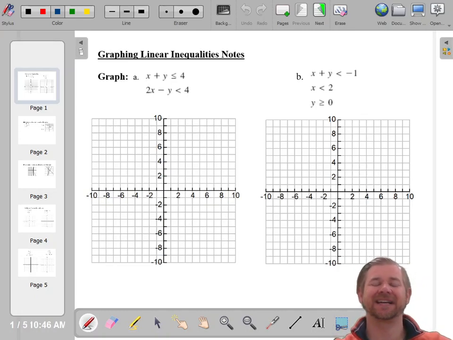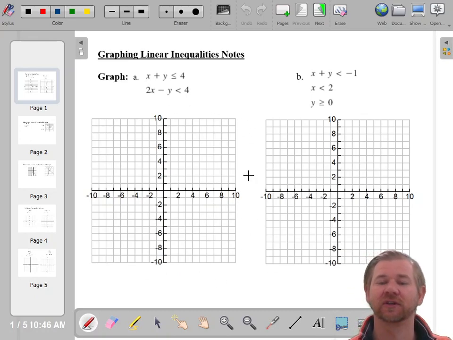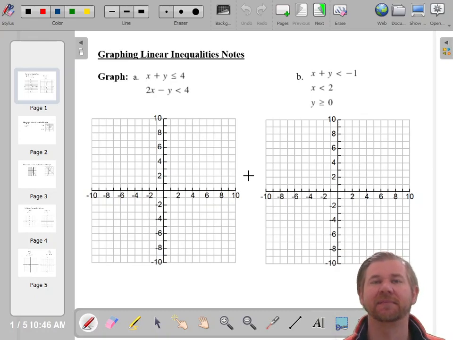Hello everyone, it's time to graph some inequalities. We're going to graph two on the same XY axis here, and then we're looking at the overlap, and that's going to be kind of the main thing we're concerned about.